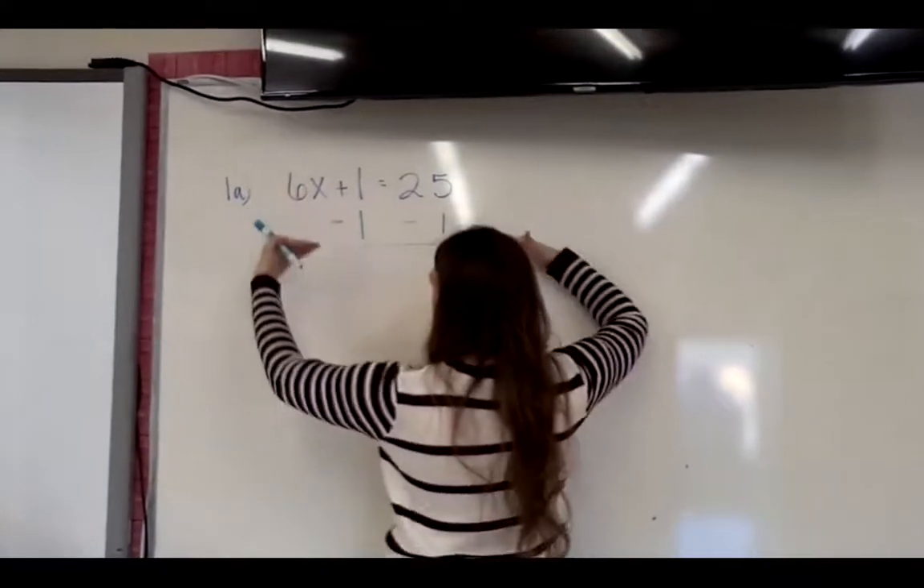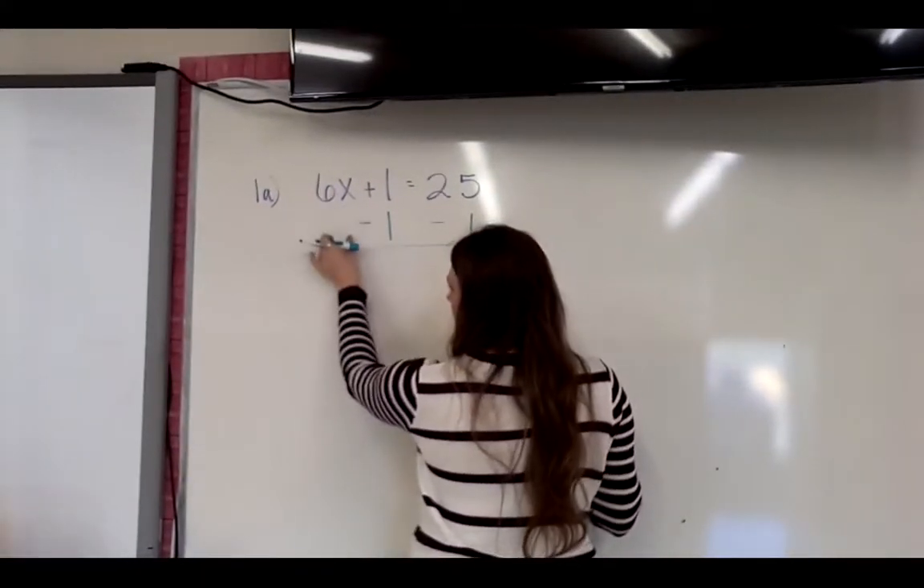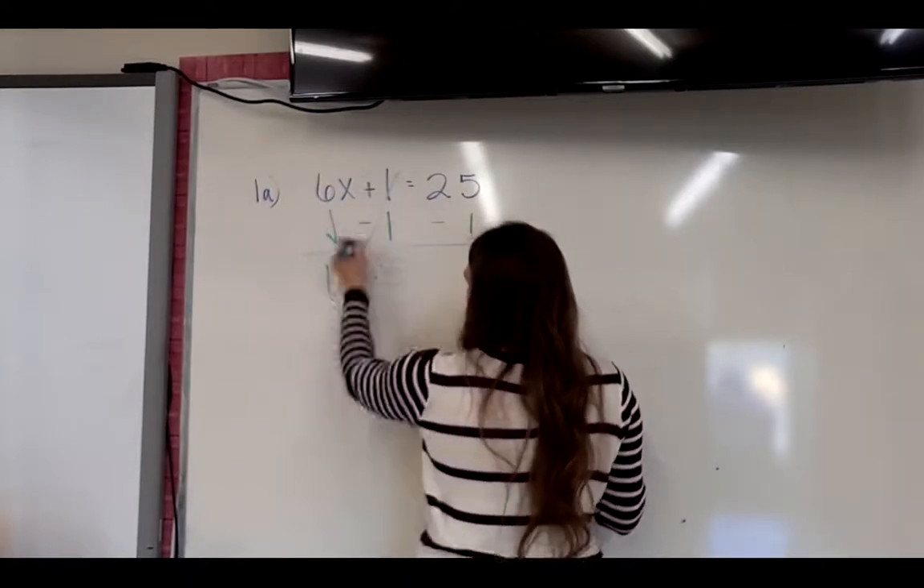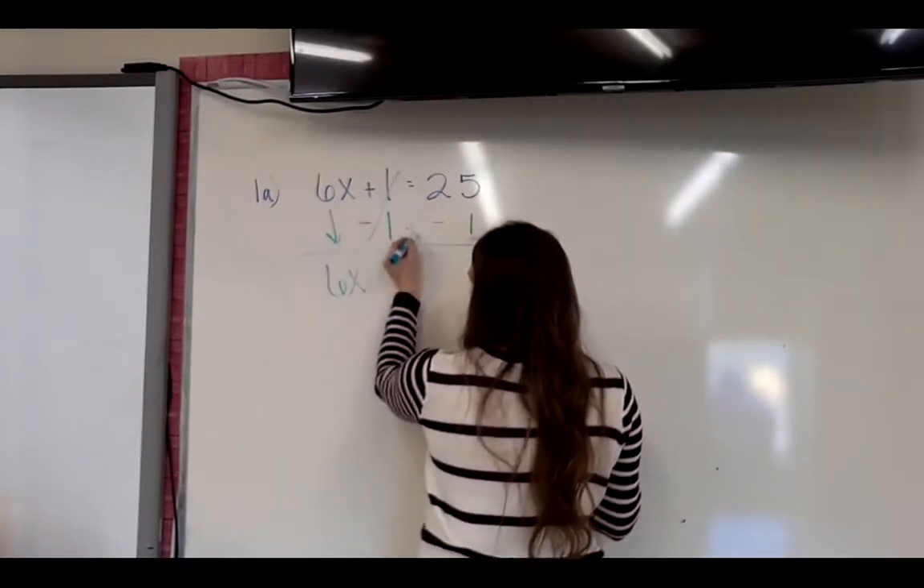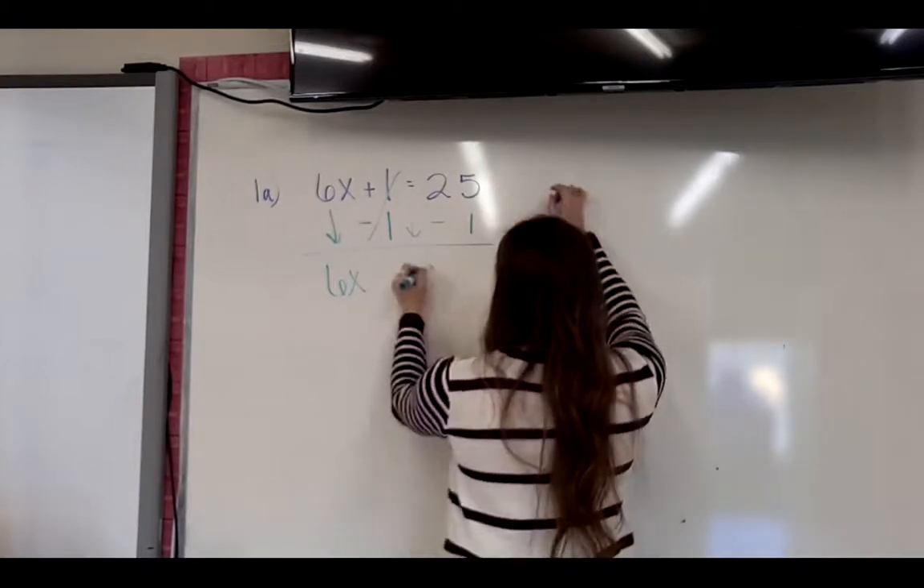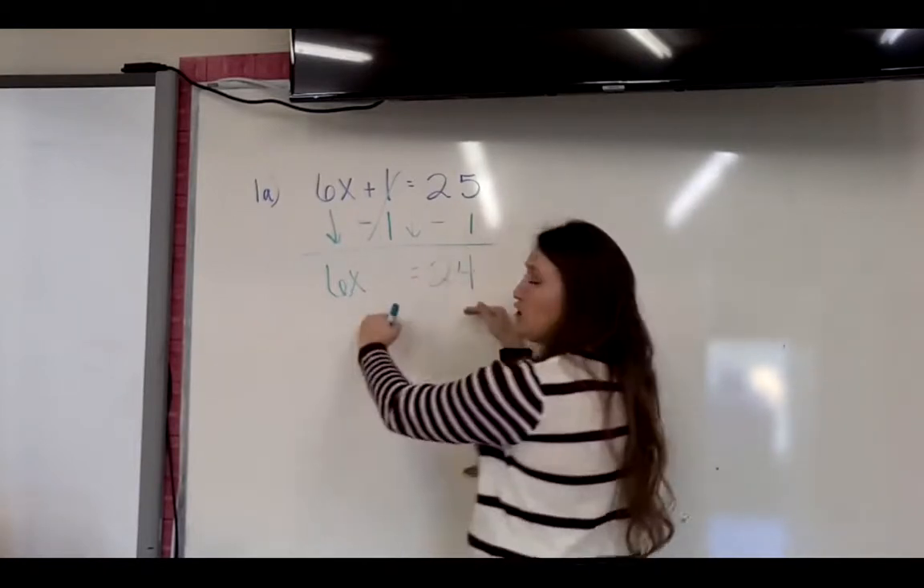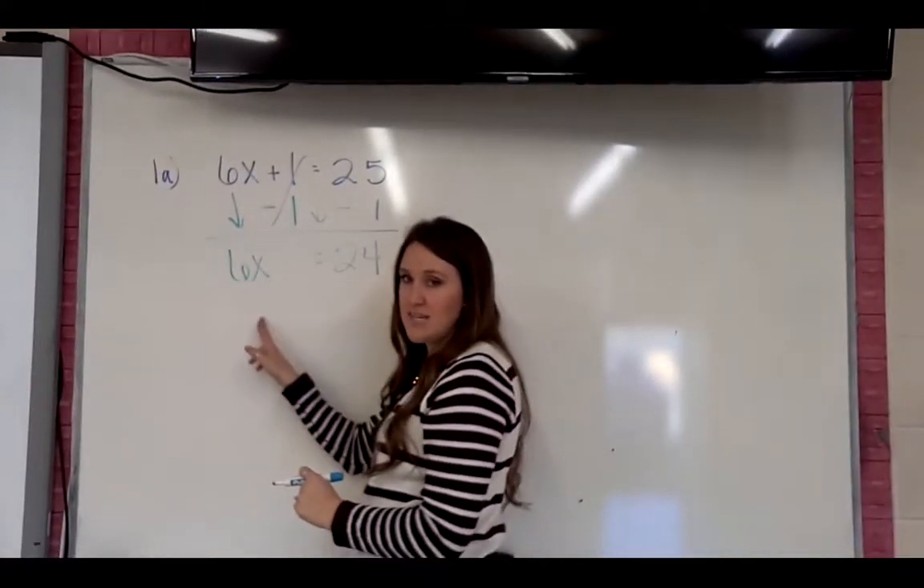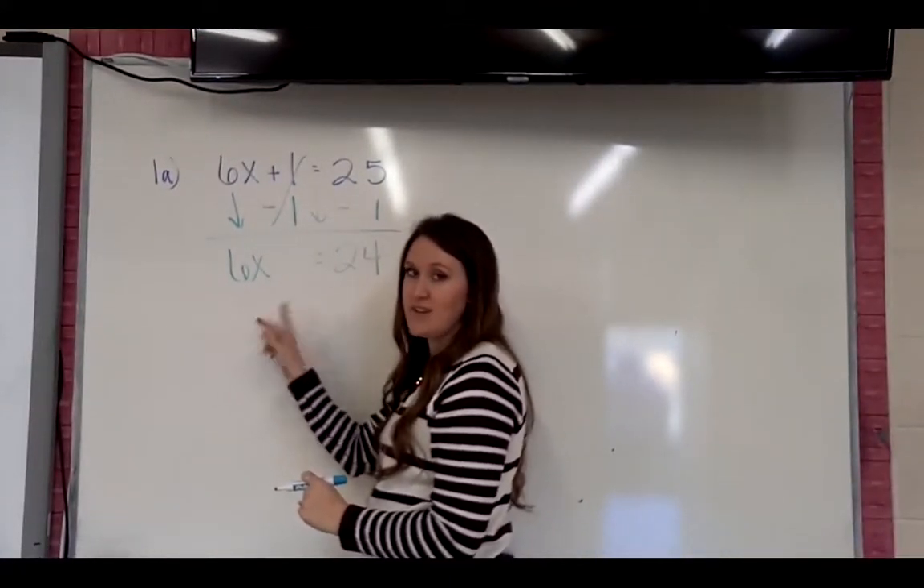So this is one big subtraction problem. So I have 6x with nothing under it, so that just comes straight down. 1 minus 1 is 0. I have an equal sign that comes straight down, and then 25 minus 1 is 24. This is my new equation. It says 6x equals 24. So now to get rid of 6, they're being multiplied. Sorry, that's on the video.